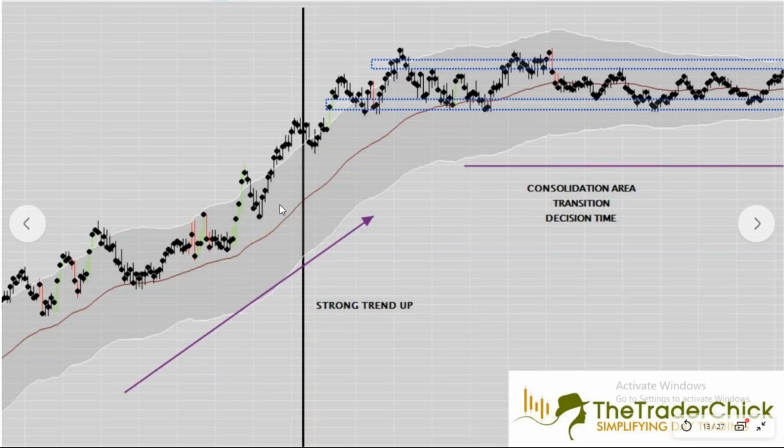So here's the thing, right? When you're in an uptrend or downtrend, this could be a mirrored image, right? You're headed up, and all of a sudden you start to recognize that it's going to a sideways movement, right?